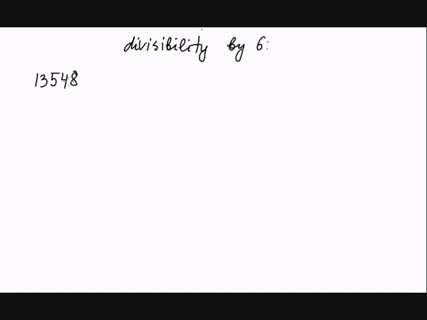First thing we're going to check is if this number is divisible by 2. How do we do that? Well, we'll look at the very last digit on the right. It's 8. 8 is an even digit. Therefore, 13,548 is divisible by 2.